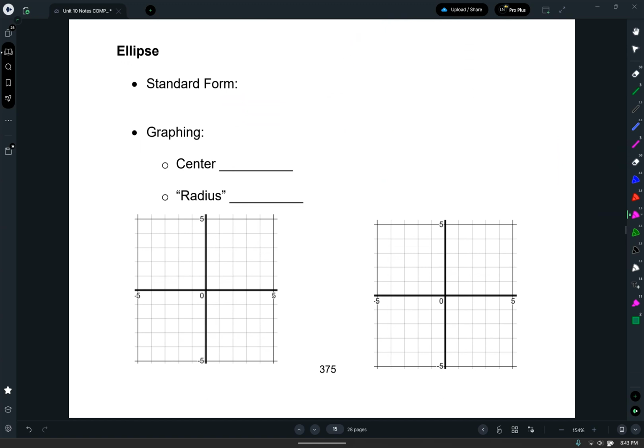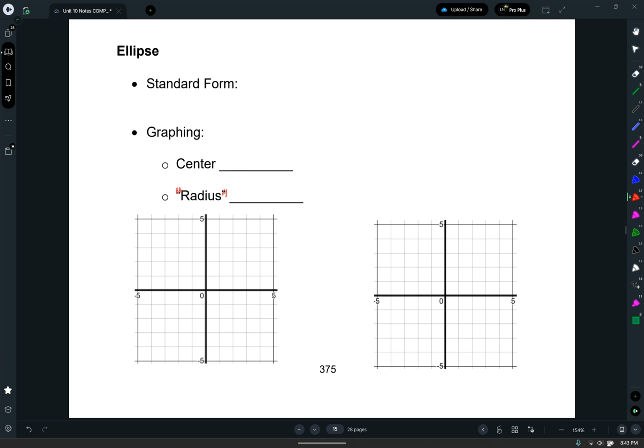Well, an ellipse is very similar to a circle in that there's a center, and the center tells you where on the graph it is. But notice on an ellipse, I have radius in air quotes here because it's not really a radius. If it were a single radius, then it would be a circle, right? Because if you went the same distance from the center all the way around, it would be a circle.